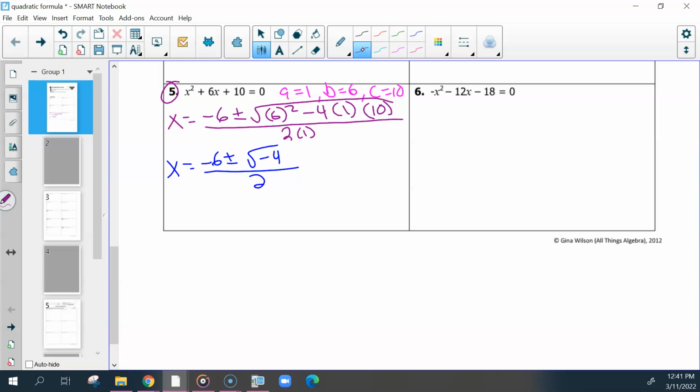So since we cannot take the square root of a negative number, there's nothing else for us to do. This is going to be no solution. If you were to try, like maybe you remember that 4 is a perfect square and you put the square root of negative 4 in, you would get non-real answers. So that would tell you this has no solutions. So that means this would not cross your x-axis at all.